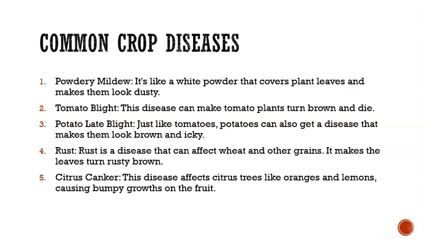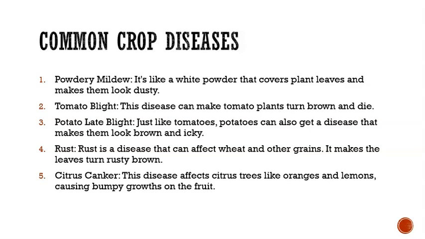We then looked at some common crop diseases. These are the usual sicknesses that happen to plants we grow for food. And some common crop diseases include powdery mildew, tomato blight, potato late blight, rust, and citrus canker. Okay, so we understood today's lesson on crop diseases, right?